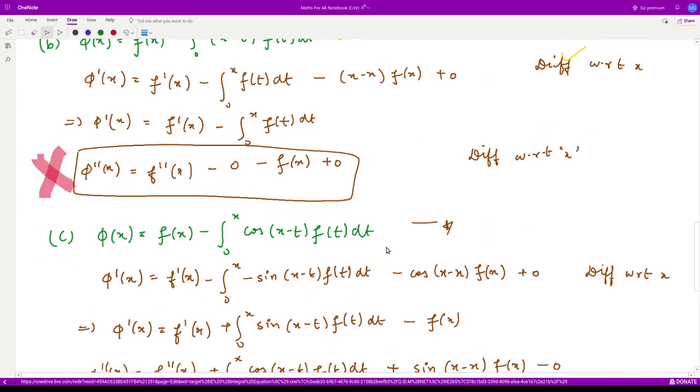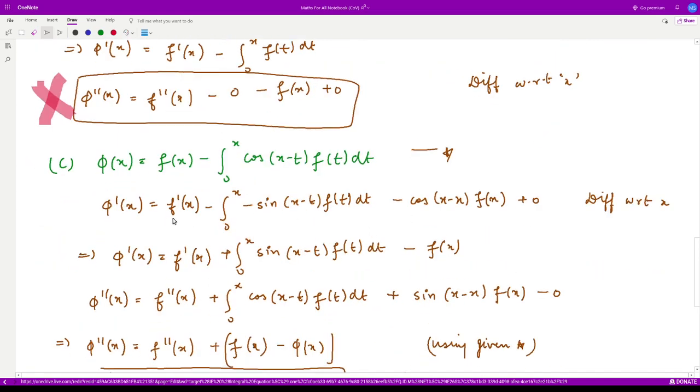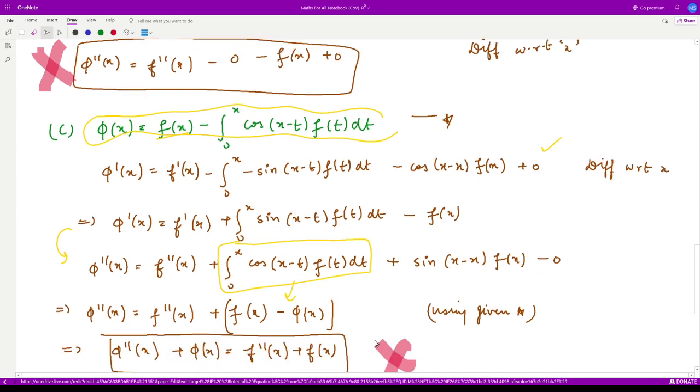Here, while solving part C, when we first differentiate it, we have something like this. Cos of 0 is 1, so this term is minus f of x. And when you differentiate it again, you will get something like this. Now this term, can you see what this term is? This term is simply f of x minus phi x. Just rearrange this equation a little. You'll get this thing, f of x minus phi of x. So this is also not equal to the one that we have calculated for our equation. So this is also not the correct option.